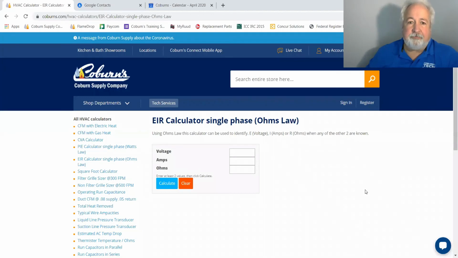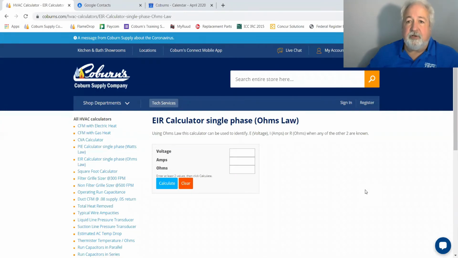EIR calculator. That would be a single phase Ohm's Law calculator. E would be voltage or electromotive force. I would be intensity or amperage. And the R would be resistance or ohms. So using those three terms, we can identify one over the other. If I know two of the variables, I can find out the third.